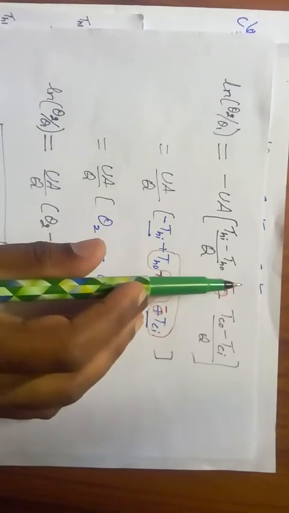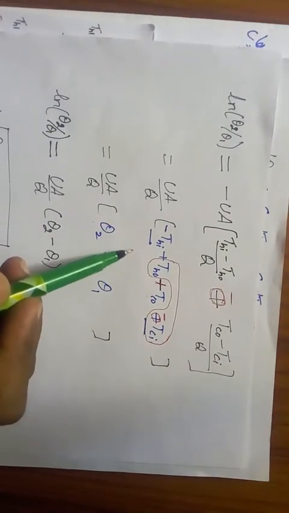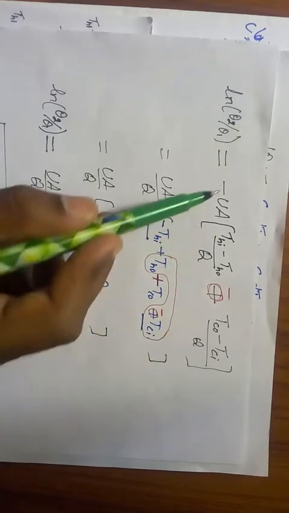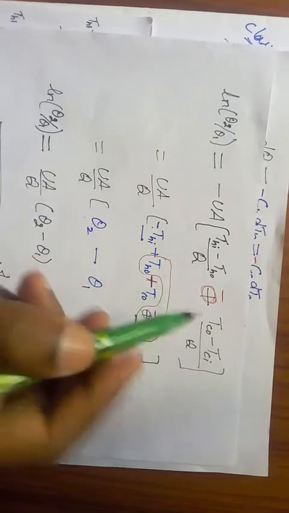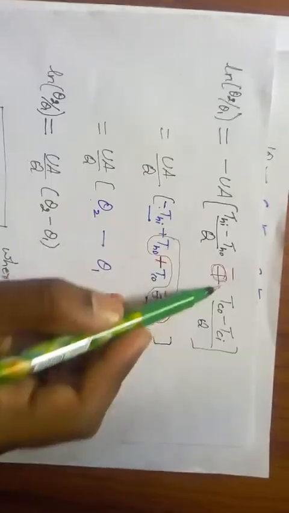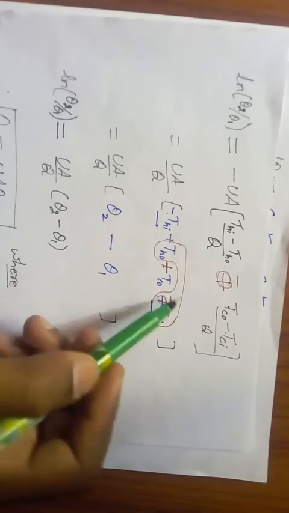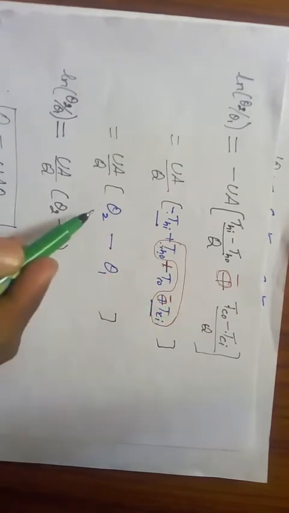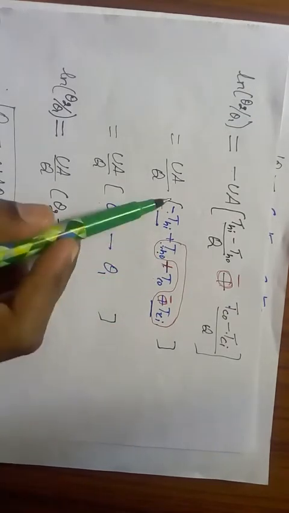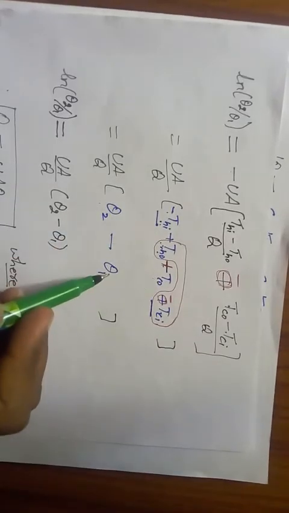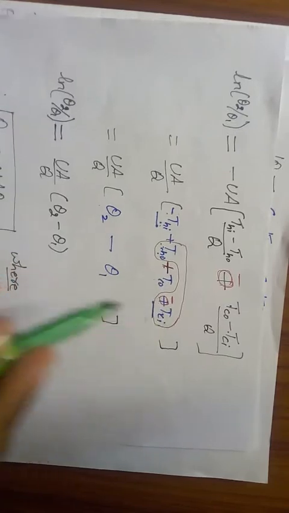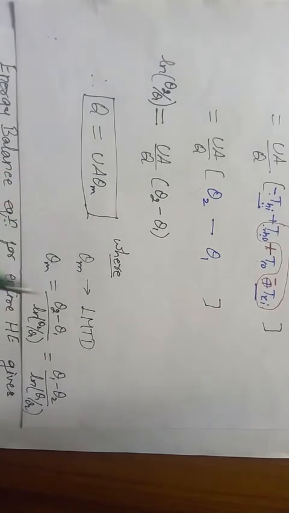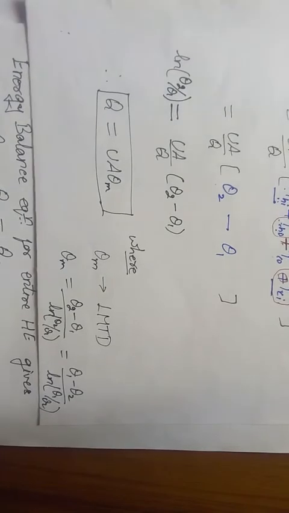Plus has been changed to minus, and now the grouping should be done. How is this grouping done? Take TH0 and TCI in one group. Here minus into plus is minus, minus into minus is plus. This has been changed to minus, so minus into minus is plus. So plus sign for this and minus sign for this is carried. TH0 minus TCI is represented by theta 2. Similarly, THI minus TC0 is theta 1. Here we are taking TC0 minus THI, the reverse of that, so it is minus theta 1, and the remaining is unchanged. Nothing else is altered.